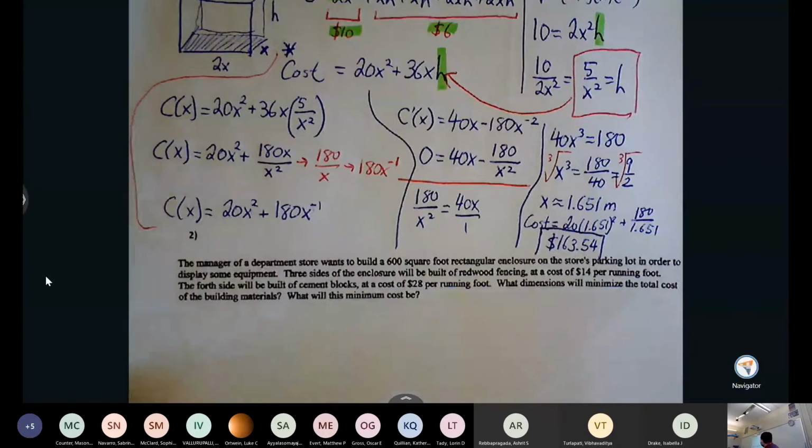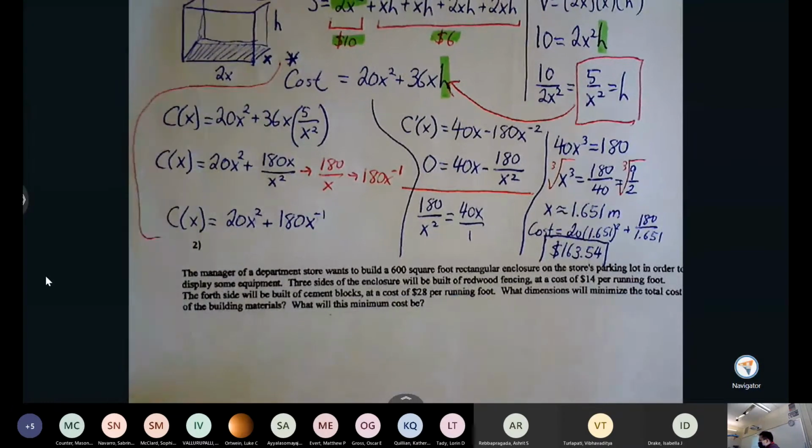Okay, let's look at number 2. This is also an optimization problem involving cost, but this is 2 dimensions. So if it's 2-dimensional, then we're not doing volume and surface area. Now we're doing area and perimeter. And your cost equation is now going to be built into the perimeter equation.